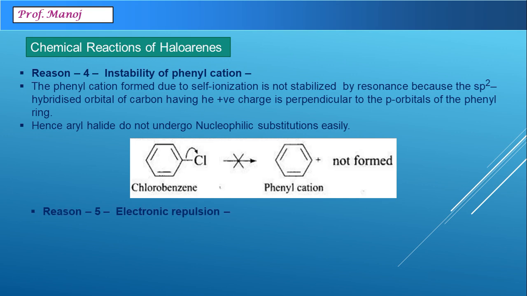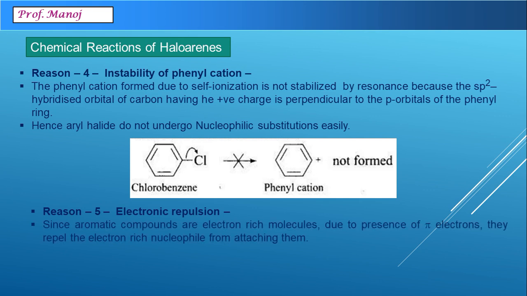Now in SN2 reaction, the reasoning was that the nucleophile attacks from the backside. The problem over here is that aromatic compounds themselves are electron-rich molecules, and due to the presence of pi electrons, they repel the nucleophile. So because of this, SN2 reaction, or overall nucleophilic substitutions, are extremely difficult.